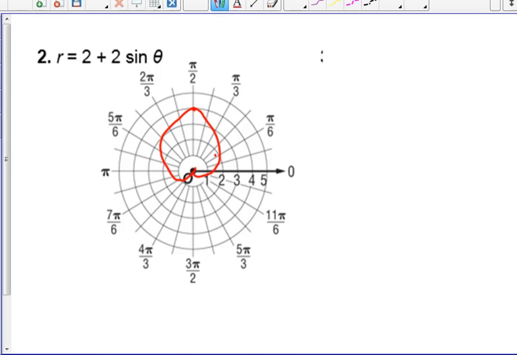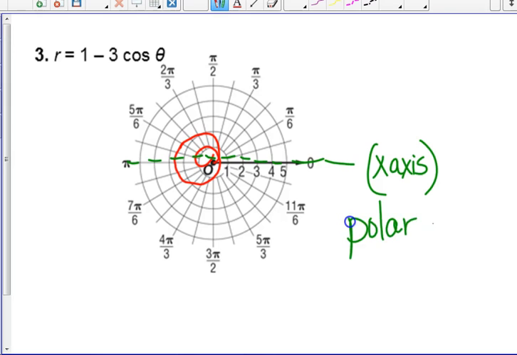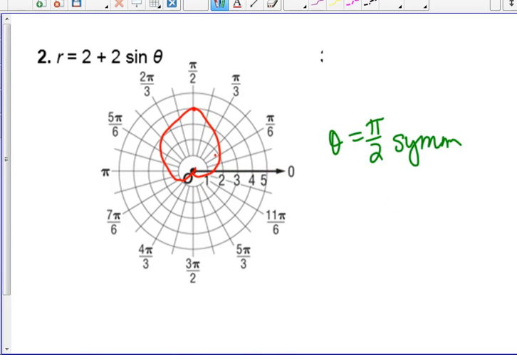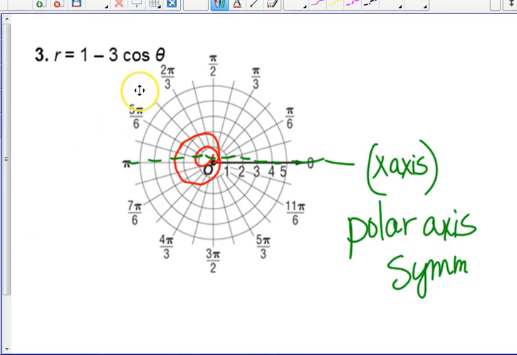All right, what about number 2? Same. And number 3? It's supposed to kind of look like x-axis. My picture is horrible over there. X-axis symmetry is called the polar axis. Okay. Please notice that the two that were y-axis were sine graphs, and the one that's x-axis is cosine, right?